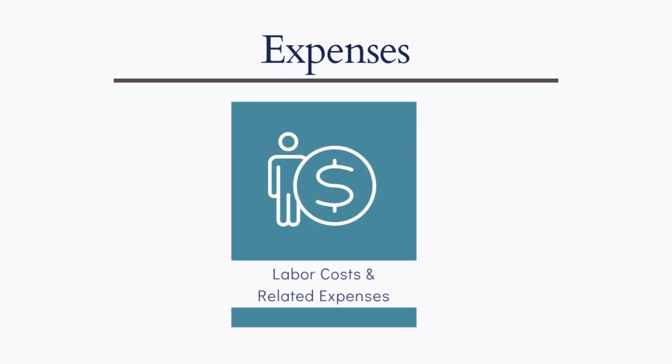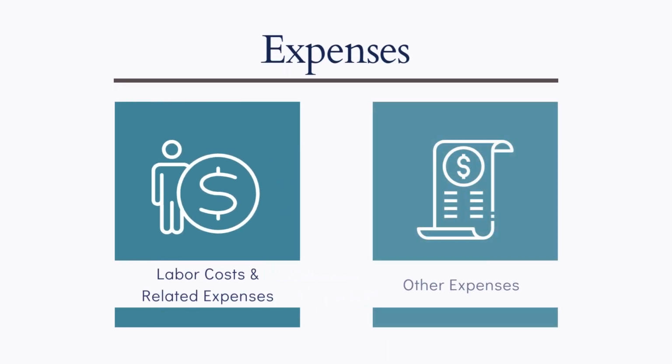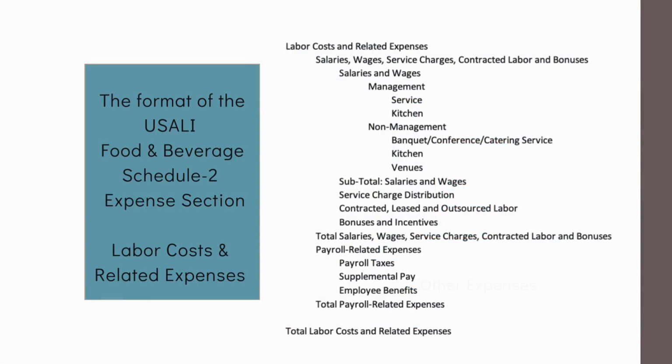Just like in the room schedule, this section is divided into 2 main categories: labor costs and related expenses and other expenses. Also, just like in rooms, the salaries and wages in the food and beverage department are further broken down into management and non-management roles. Included in salaries and wages are the wages for temporary employees. When these expenses flow through the property's payroll system, any service charge distribution, like a mandatory gratuity for larger groups, should be paid to hotel employees through the same system.